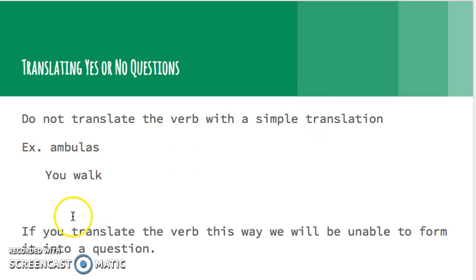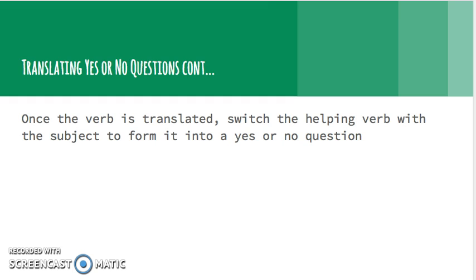If you translate it with a simple translation, we will be unable to form it into a question when we go to do that. Next, once the verb is translated, you're going to switch the helping verb with the subject to form it into a yes or no question.